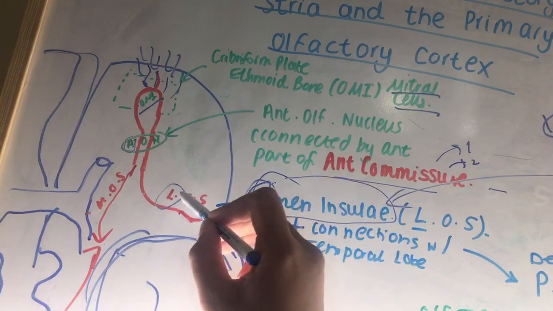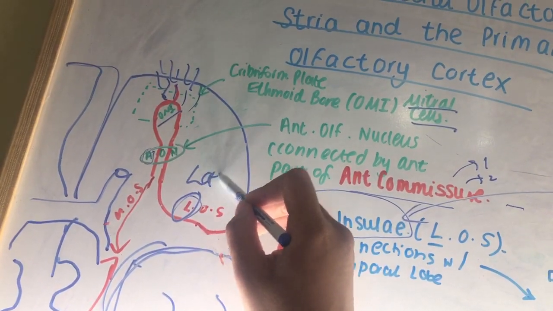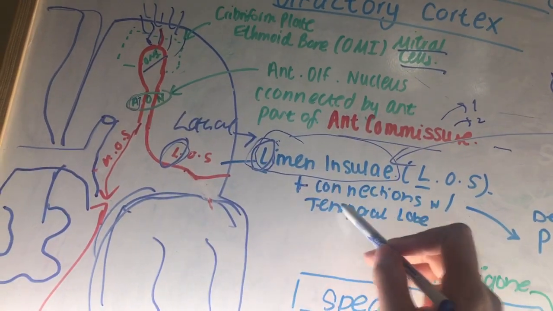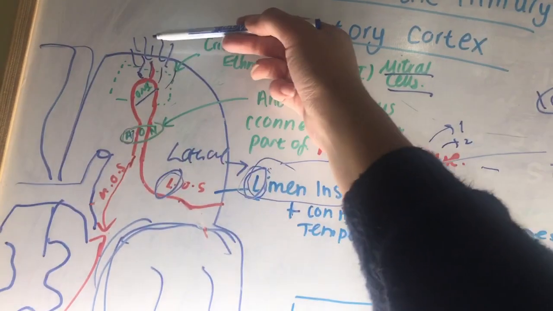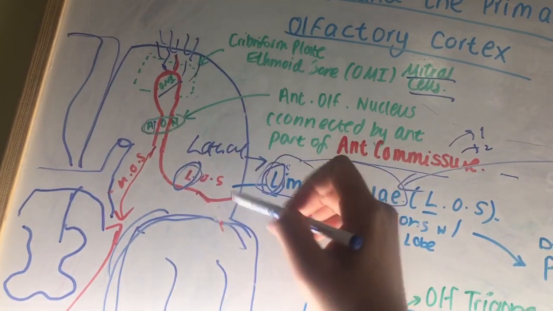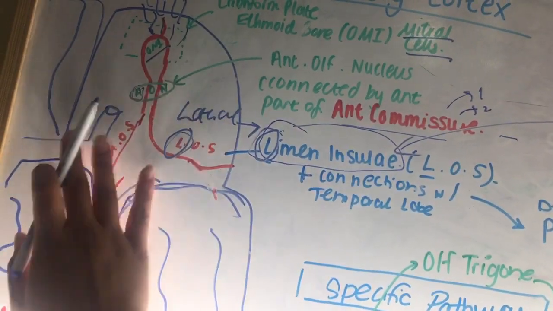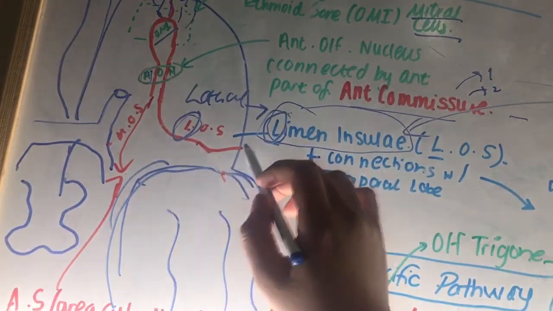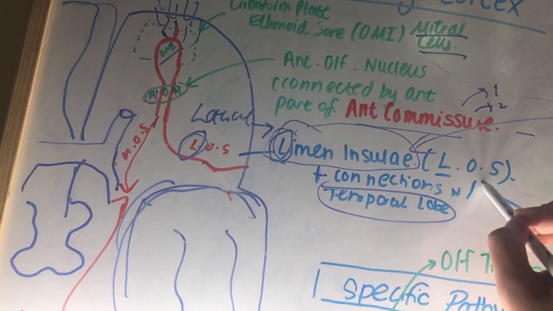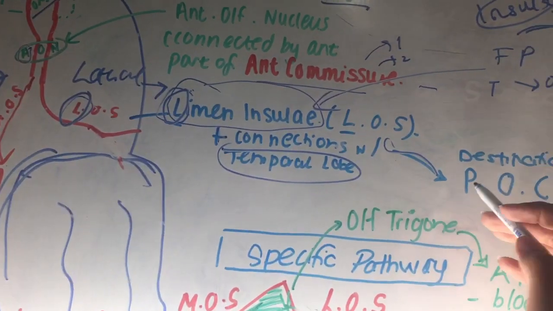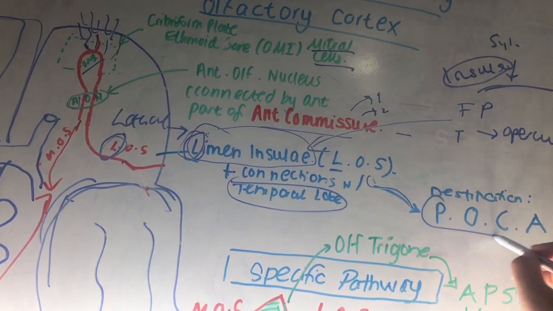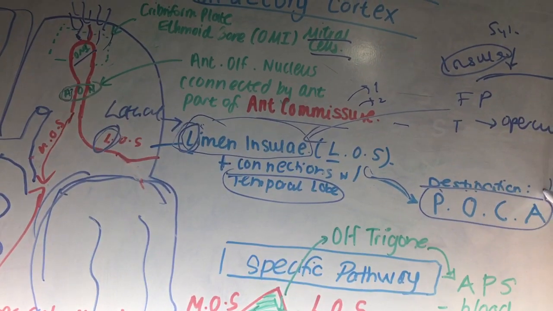So one way to remember it is that L, the lateral olfactory stria, goes in the direction of the limen insulae, and also has, by the way, connections with the temporal lobe. Don't forget that. If you follow the pathway, it's obviously olfactory bulb, then olfactory tract, and the olfactory tract then gives rise to our lateral olfactory stria and our medial olfactory stria. Now our lateral olfactory stria goes in the direction of the limen insulae, and of course the temporal lobe. Now obviously its final destination will be different. It will be to the primary olfactory cortical area, which is what POCA is, as well as the amygdaloid body.